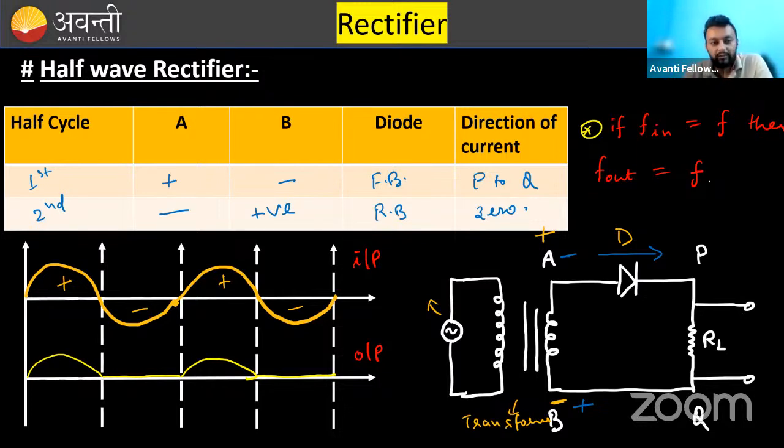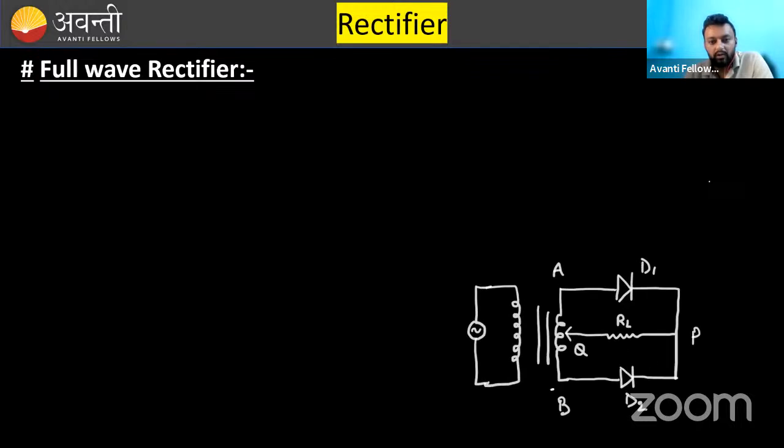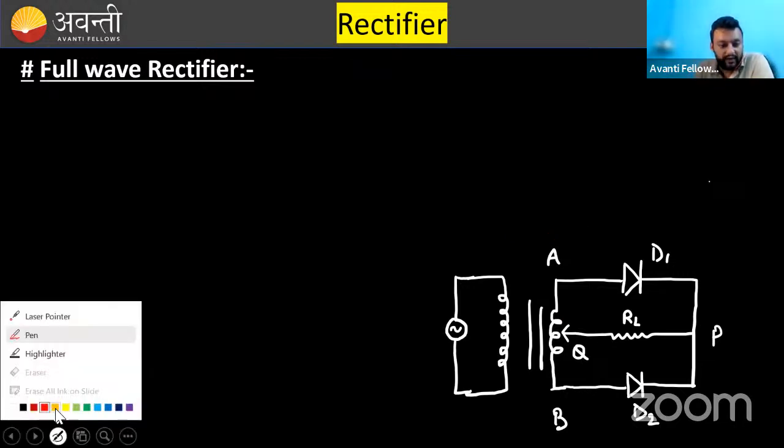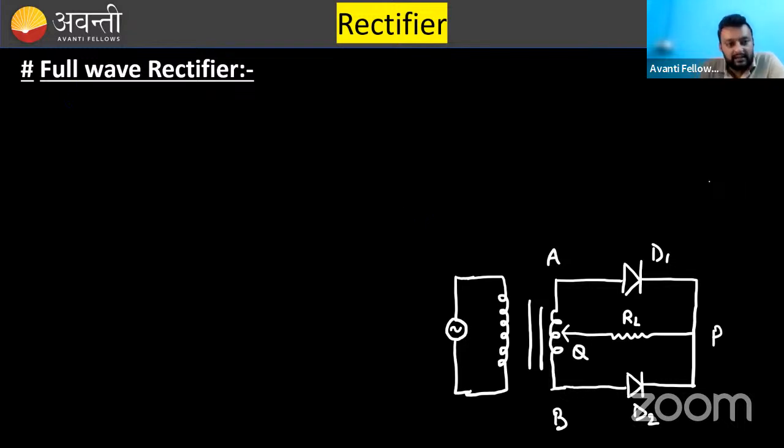Okay. Moving further to the full wave rectifier. Full wave rectifier, what have we changed? We have changed the circuit. There are two diodes used now, D1 and D2. And this is the center tapped full wave rectifier. This is generally called the center tapped full wave rectifier. So whenever you see the name center tapped, then don't get confused.